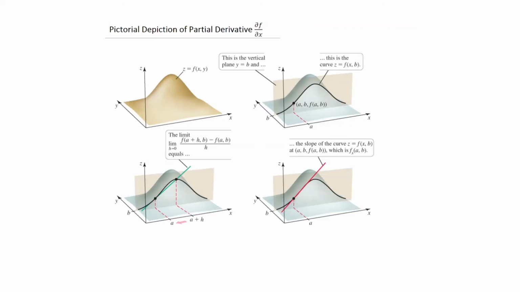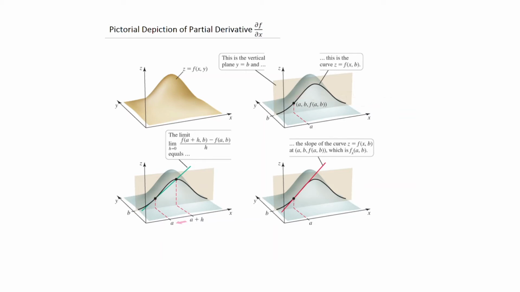Here's a picture of how we can visualize the partial derivative of f with respect to x. You have a particular hill, which is the top left hand. What we're doing is holding the value of y constant at a certain value of b, but x can move. So we're tracing out a line. That line is the one shown in black on the right. That's the curve, and that's at some point.